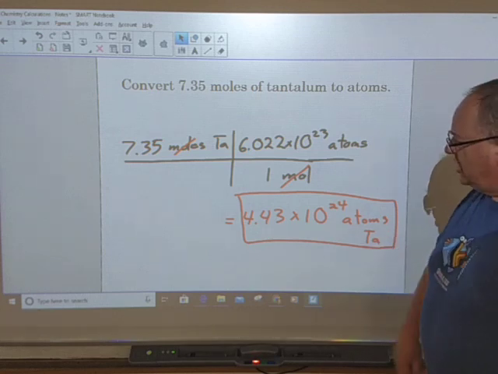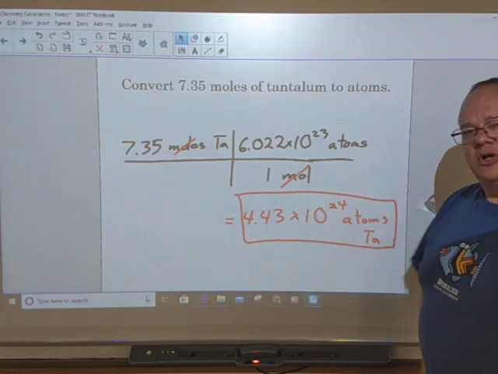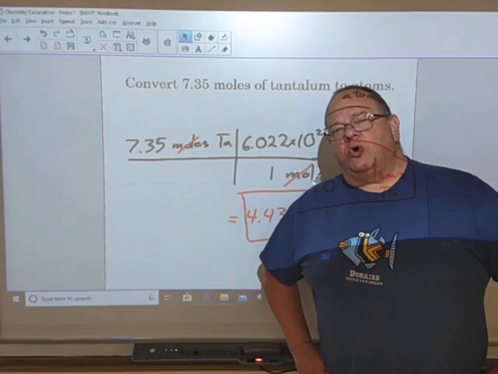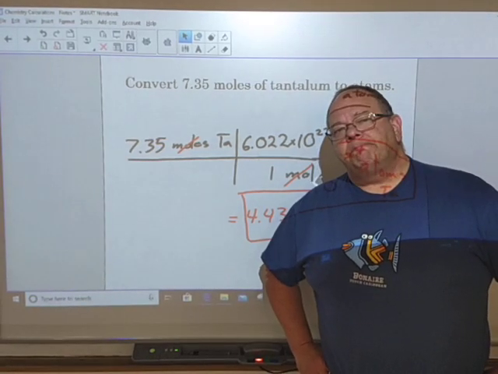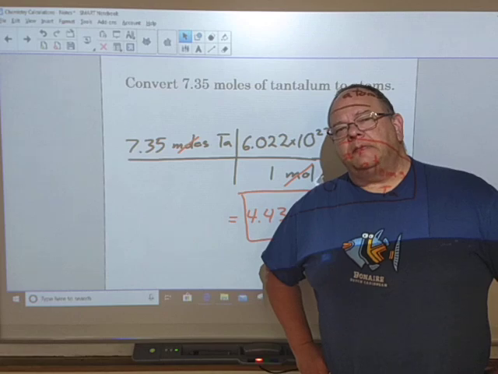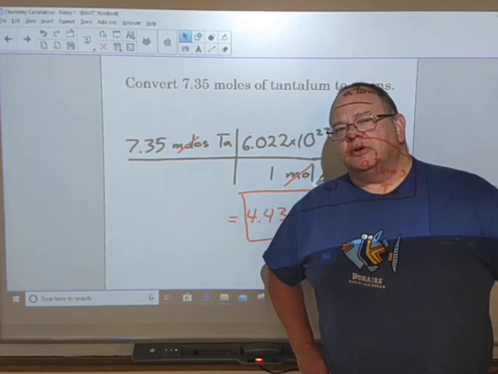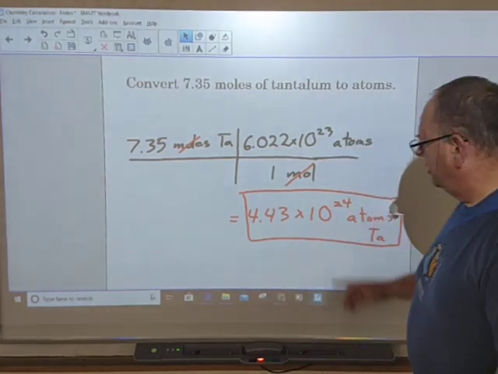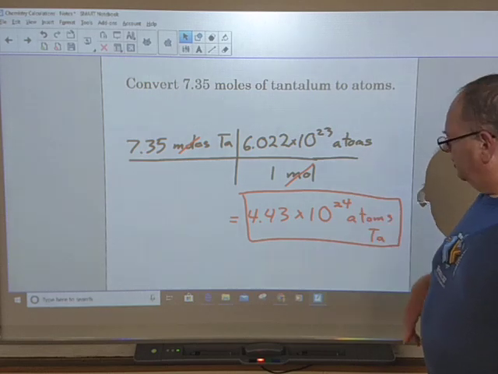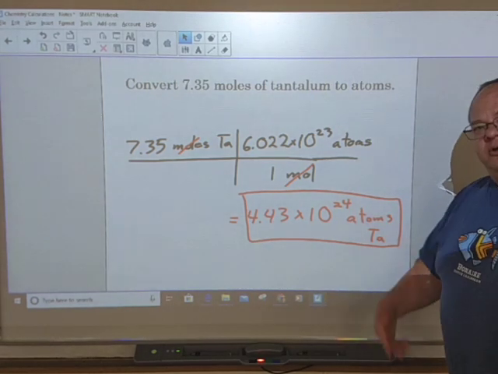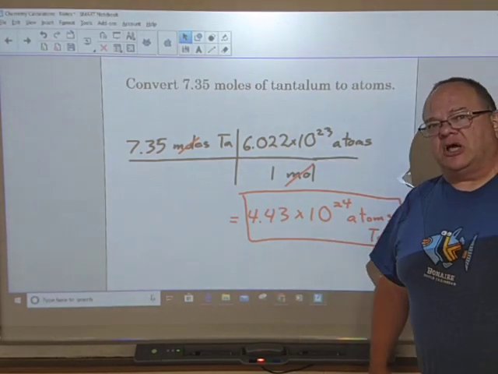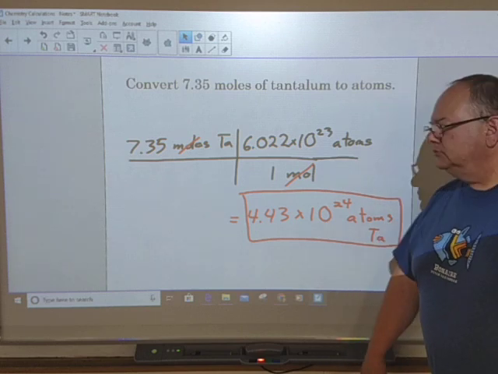Now I've had students write down 4.43 atoms. Tell me how you get 0.43 of an atom. Explain that. Doesn't happen. You've got to look at your calculator. Times 10 to the 24th. If you don't know what your calculator is saying, ask somebody who knows how to use your calculator to explain it to you.